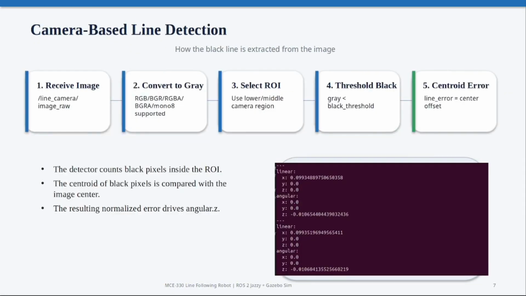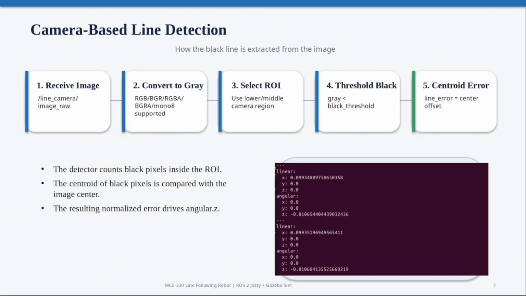This slide explains how the robot detects the black line. First, the node receives an image from line camera image row. Second, the image is converted to grayscale. The code supports RGB, BGR, RGBA, BGRA, and mono image formats.